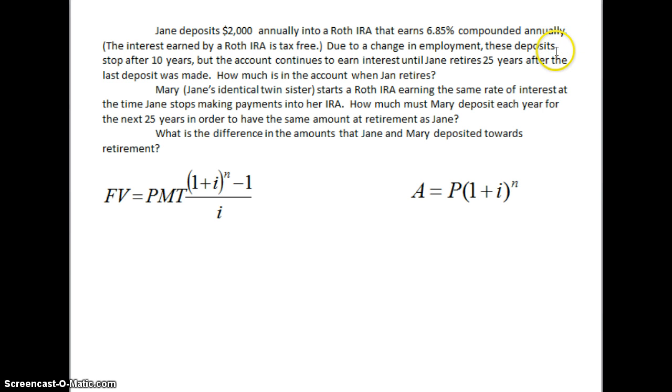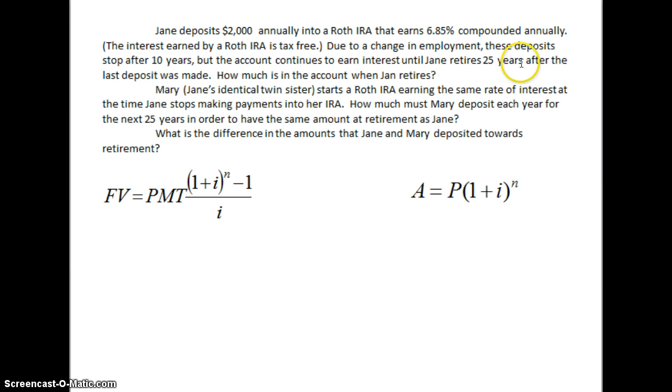And then due to a change in employment, these deposits stop after 10 years, so that 10 years is really important. However, the money's going to continue to earn interest for 25 more years, and so that's where we're going to move from the annuity formula into the interest formula.